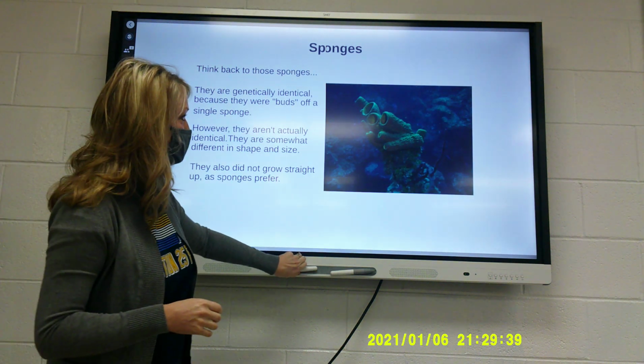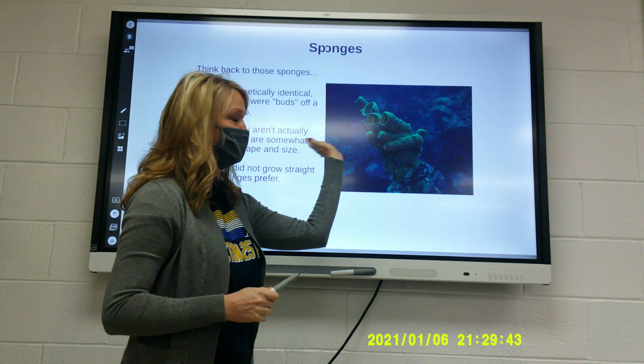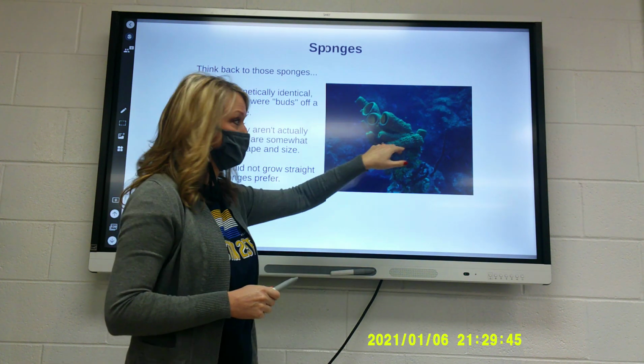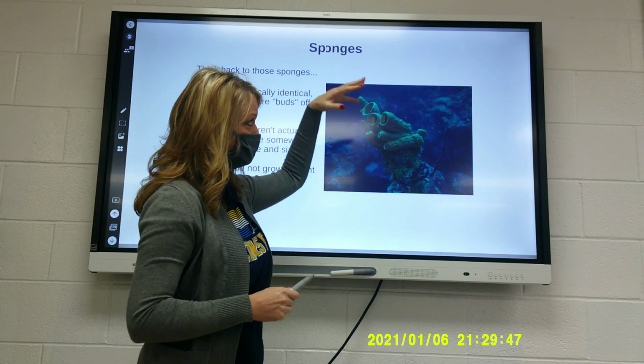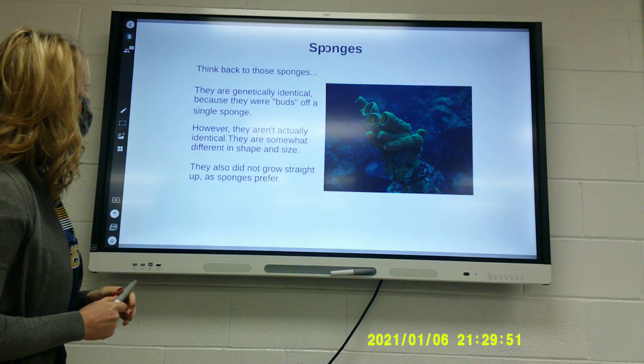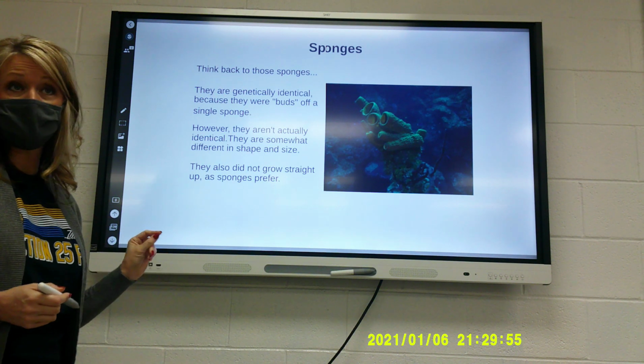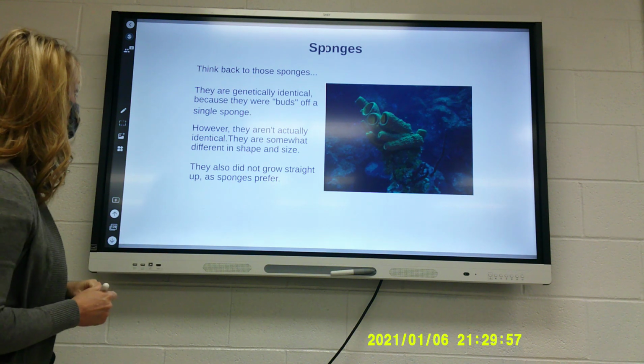Sponges. Remember we talked about why the difference in size. These are smaller because they're laying on their side and they don't get as much food. These are bigger because as food floats down through the ocean water, it goes directly into the sponge. They are genetically identical even though they are different sizes.